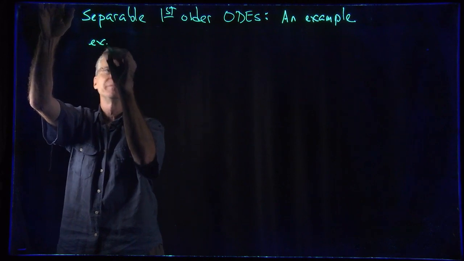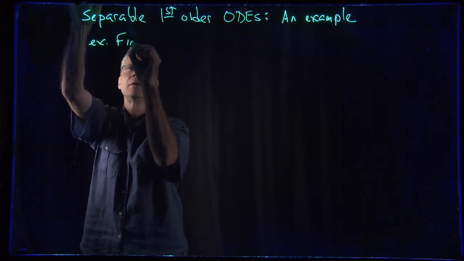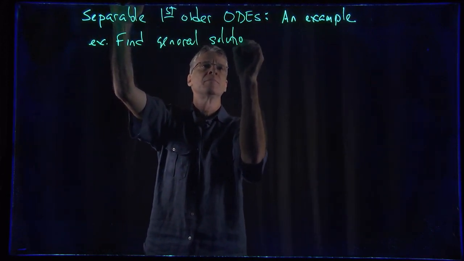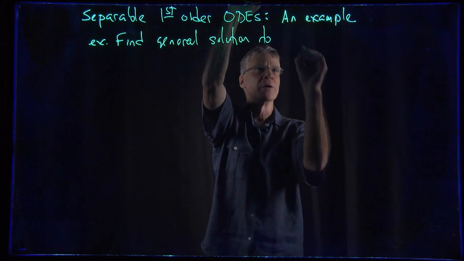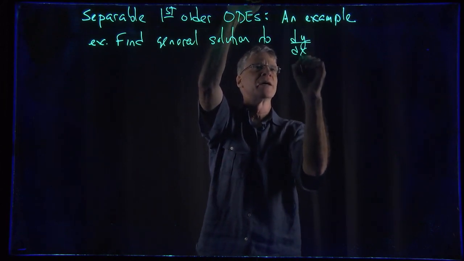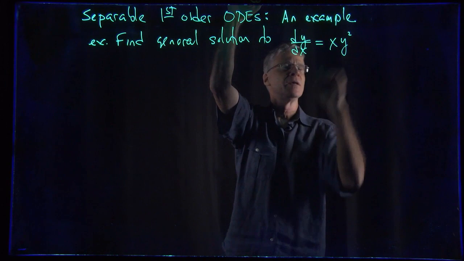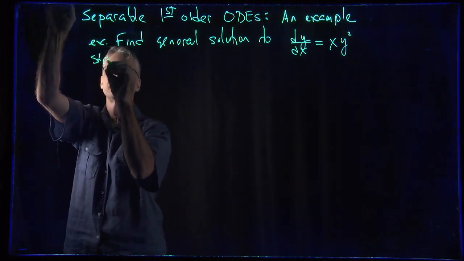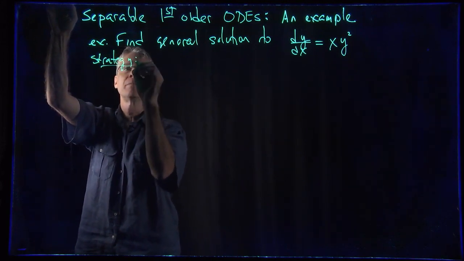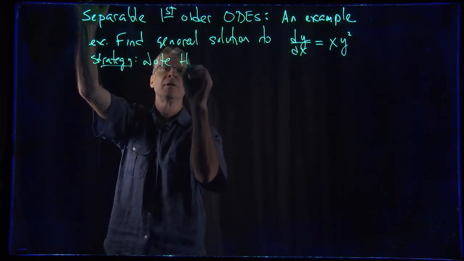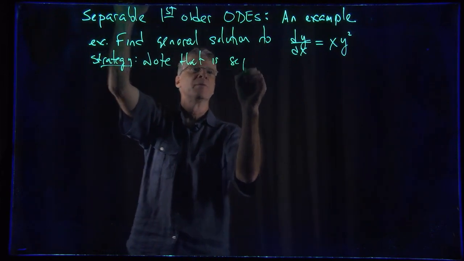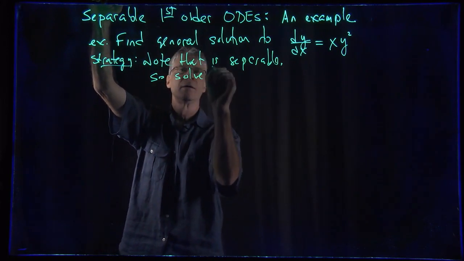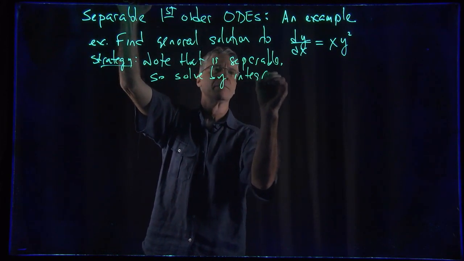So here's our example. Find the general solution to the following: dy/dx equals xy squared. Okay. Strategy for this one is to note that it is separable. So solve by integration.